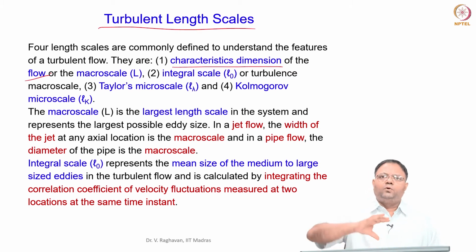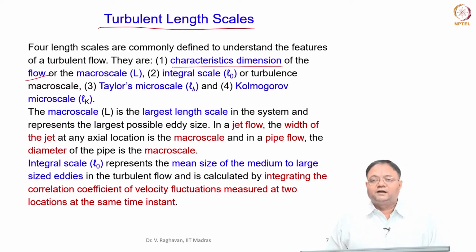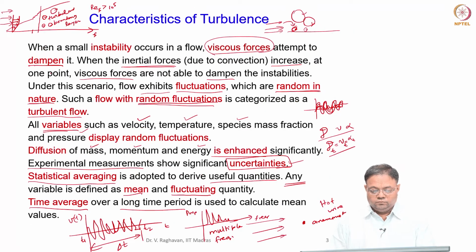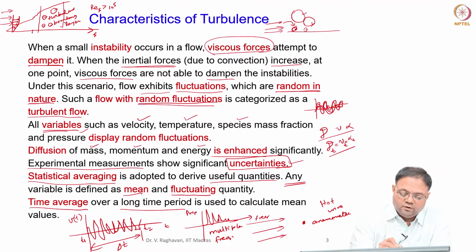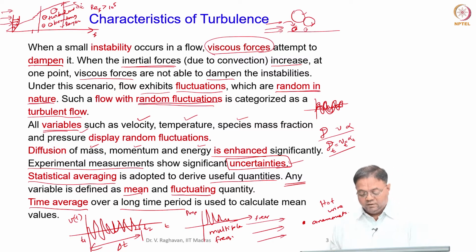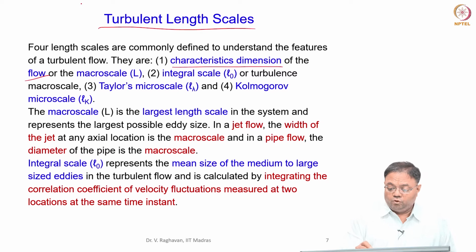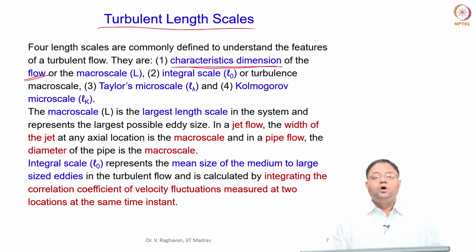For example, in a boundary layer, the boundary layer thickness can be the characteristic dimension we can use. Turbulent boundary layer thickness delta T. So, if we go back here, this is the turbulent boundary layer thickness delta T, that will be a characteristic dimension for us. So that will be the first one, the characteristic dimension of the flow.